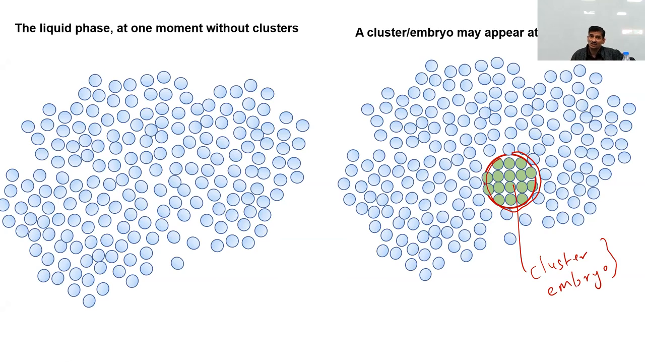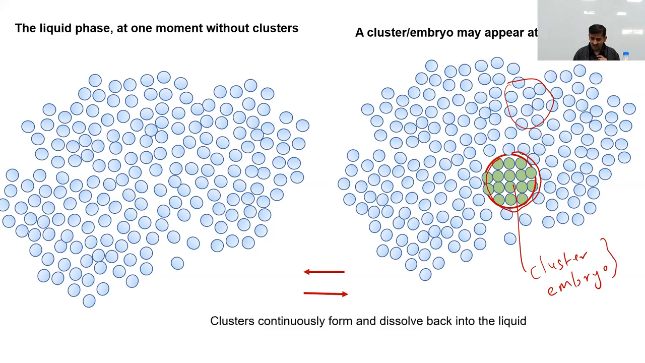These clusters or embryos are ephemeral. They are transient. They are here one moment, and the next moment they are gone because of the thermal energy. Once again, some such cluster might form somewhere here. It will exist for a few milliseconds maybe, and then it is gone. This process happens continuously. These clusters are born, and they die. This process goes on cyclically. So clusters continuously form and then dissolve back into the liquid.